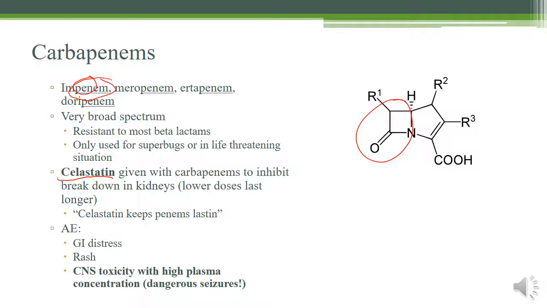Some people think that it's going to inhibit the excretion from your kidneys. That's not true. It inhibits the breakdown in your kidneys. So what you can do is put them on a lower dose and it lasts a lot longer. And this saves you from the adverse effects that you get from high doses, like GI distress and a very high incidence of rash. But the most dangerous one is going to be central nervous system toxicity. It gives you seizures, and that's why we don't like to use it very often.